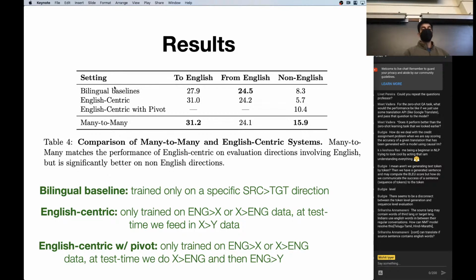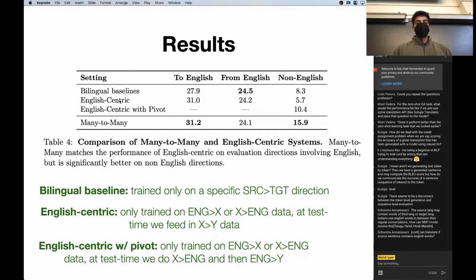So these are the bilingual baselines here. And so they had in this table their results. These are the BLEU scores with a couple baseline models. So in their bilingual baseline, if they have a specific source language and target language, they train their model only using the source and target language. I don't think they did any pre-training here or anything like that, so they're training from scratch.